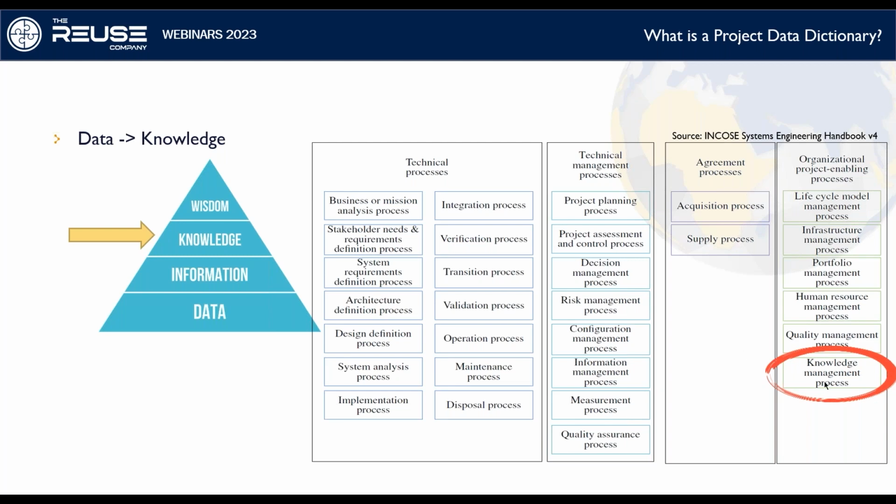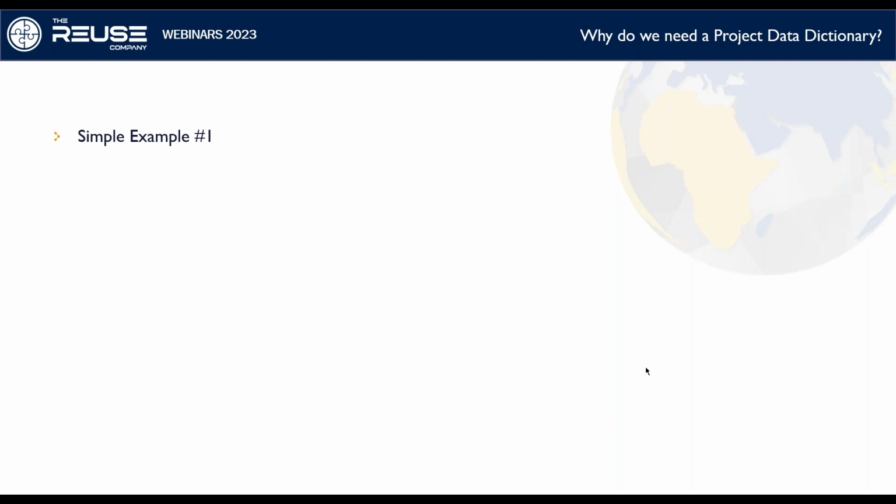So that means this knowledge management process is providing inputs to all the other processes. So you need a proper knowledge management process in the system development lifecycle to make sure you run all the activities successfully. And so if we exaggerate a little bit the context of the need for project data dictionaries, we could use these two examples.